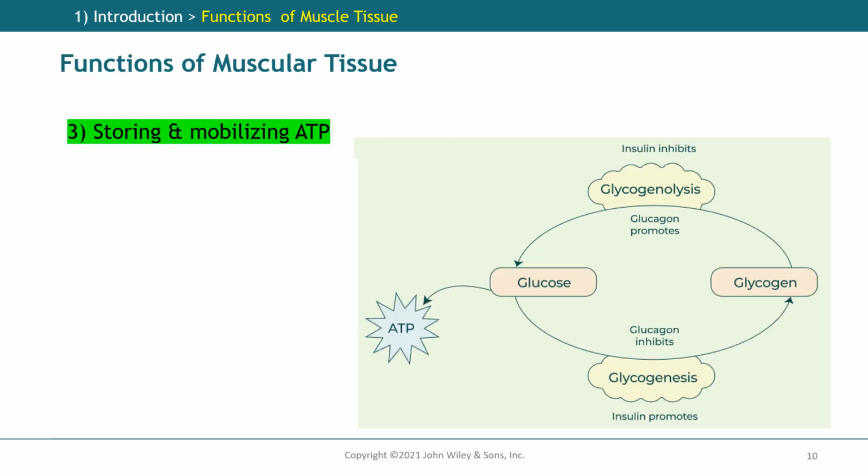The third function of the muscular tissue is to store and mobilize ATP. If you remember, we previously talked about ATP when we talked about chemical bonds, that chemical bonds have energy, and every time that you need energy, you use it from chemical bonds. And one great molecule that has a lot of energy in its chemical bonds is ATP. So in our body, we produce ATP from another molecule that we also studied, that is glucose. If you remember, glucose is a monomer. I'm just going to write monomer so that you remember.